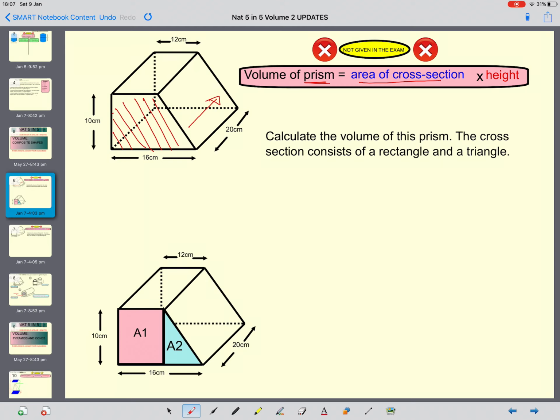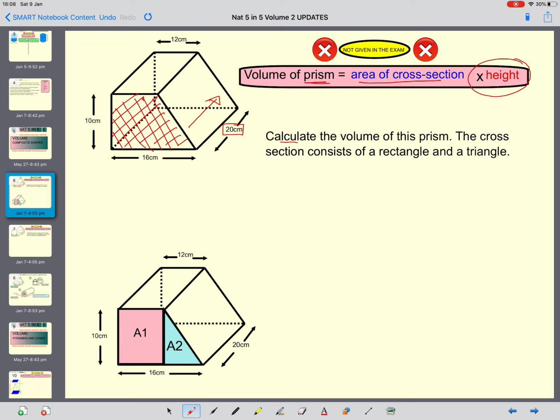So if we work out the area of this cross section here, which I'm colouring in, then we can multiply it by the height. I have written height in my formula, but it depends how your shape is orientated. Mine is lying down just now, so you would really have to multiply it by the length, which is 20.